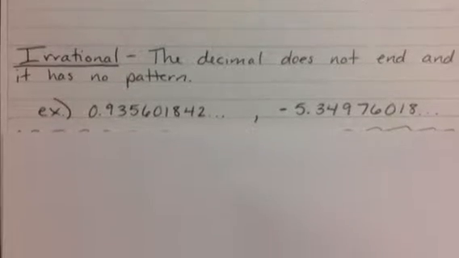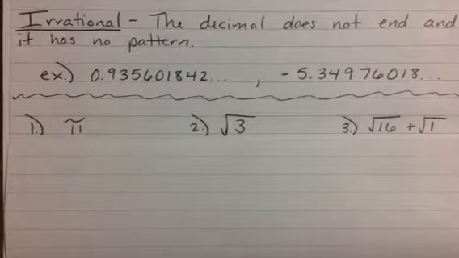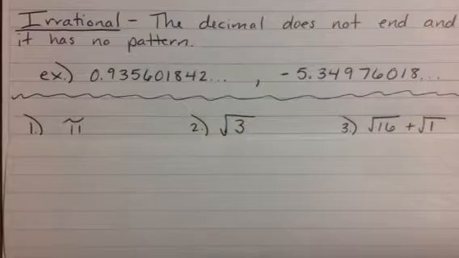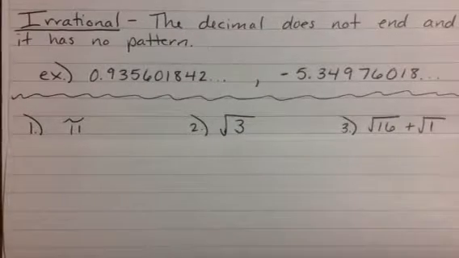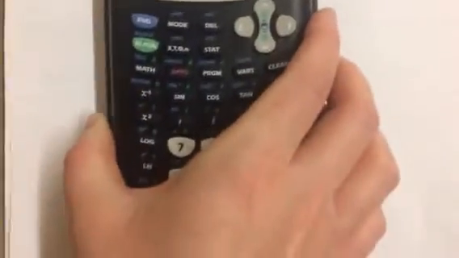So just to take a look at a couple of examples, you need to know how to do this in your calculator, how to turn expressions into decimals. We do have a pi button on our TI-84 calculator, so I'm just going to take a second to show you where that is, looking at number 1. So is pi rational or irrational? That's the question. So here's your TI-84 calculator.